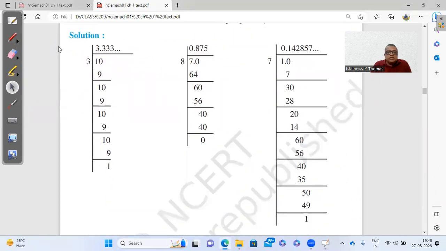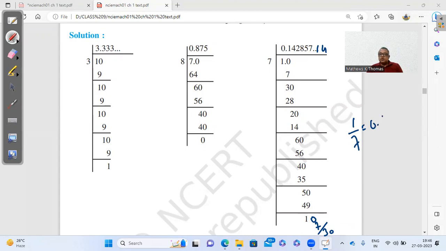The reason behind that is, see here, 7 7s are 49, then again 1 comes. Now if I put 0 here, again I'm going to get 7 1s are 7. Again I'll get 3 and put 0, 7 4s are 28. So this number will start repeating again. So the value of 1 by 7 is going to be 0.142857 bar, because this 142857 will keep on reoccurring or repeating. So this is how we convert fractions to decimals.